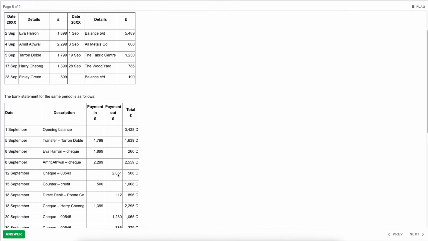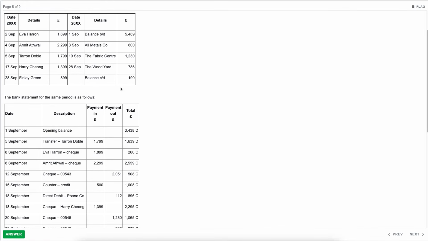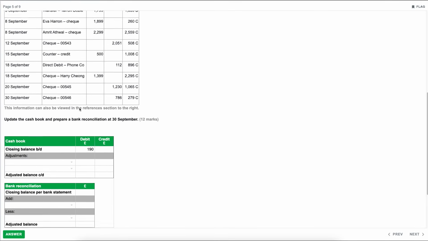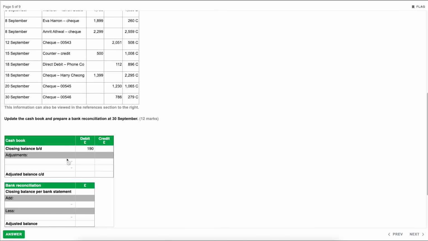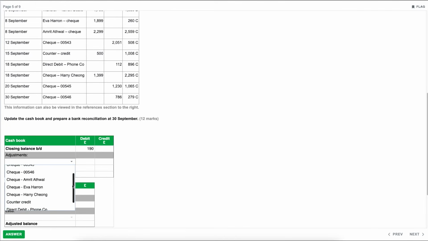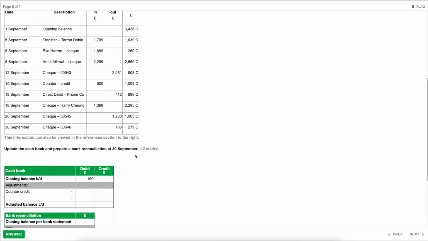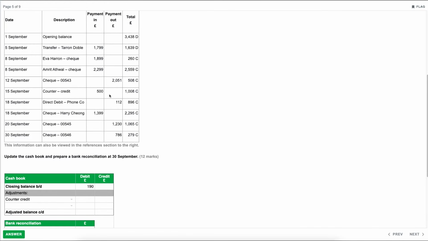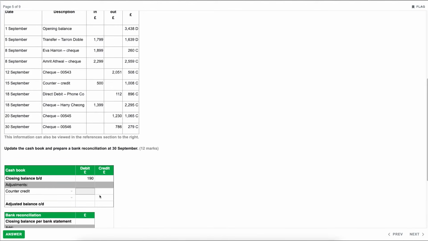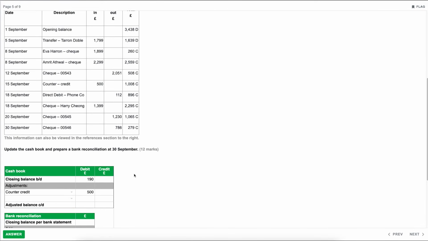So obviously it's just taken time for that check to come through on our bank statement. So we've got everything so far. Counter credit of 500, which we don't have. So that would be our first adjustment. So let's just grab that and just put in counter credit. So counter credit, how much was it for? £500, and it was a payment in. So it would be a debit within our cash book. So that's the first one.